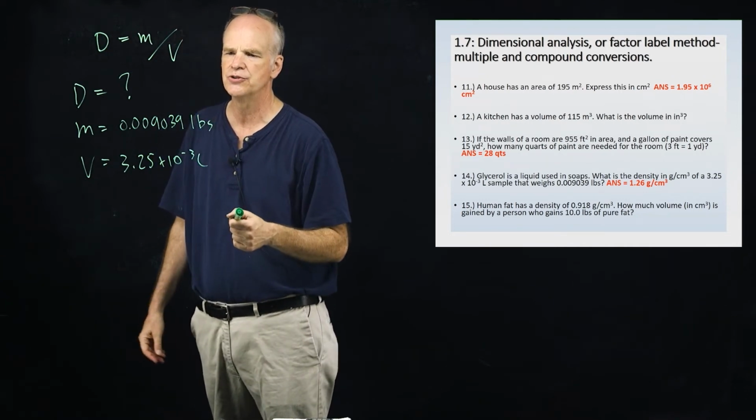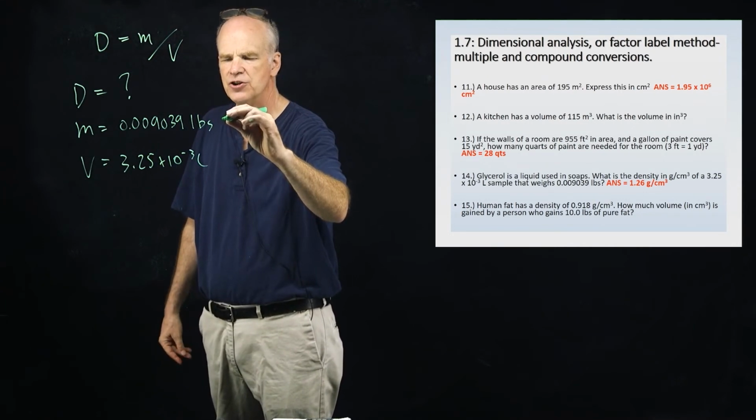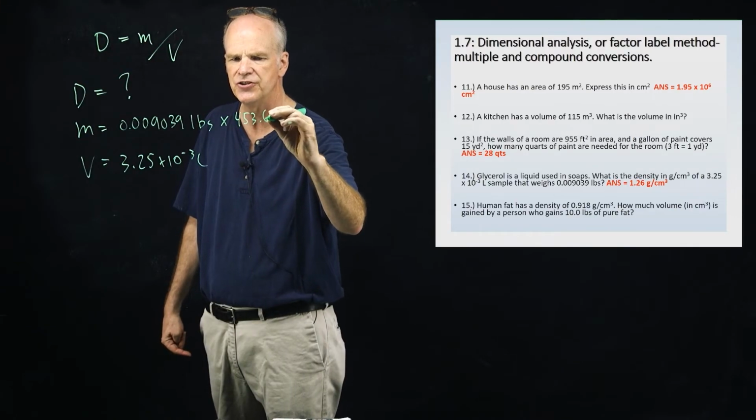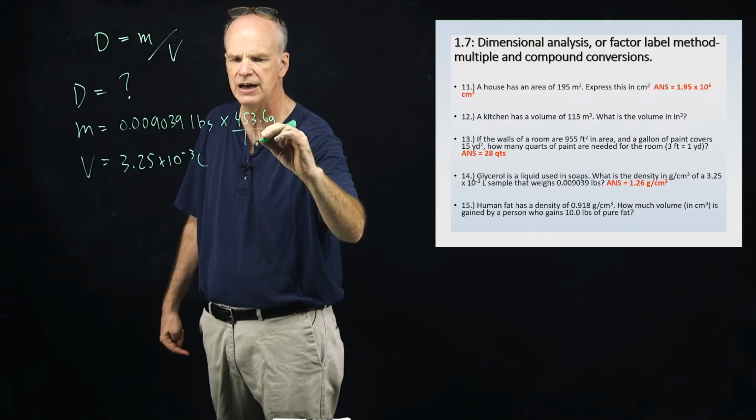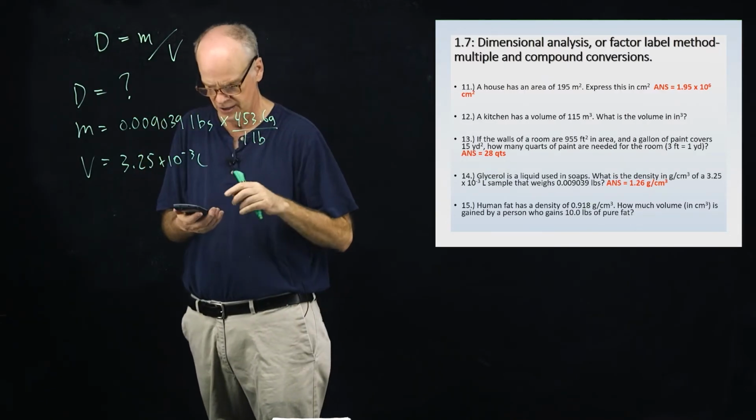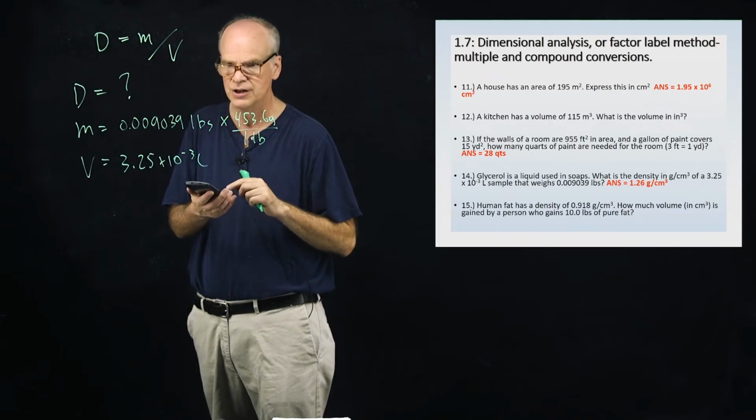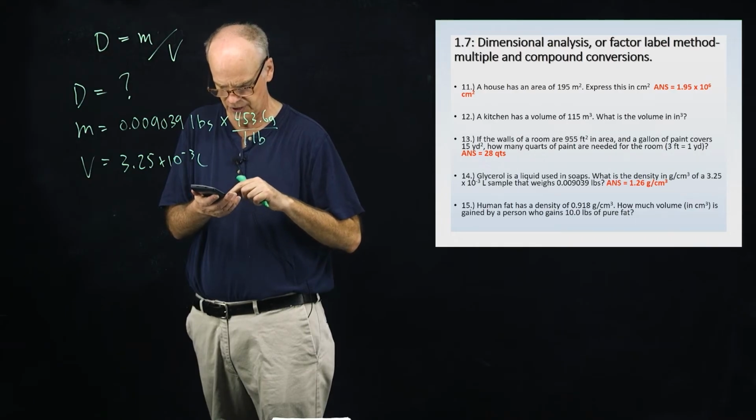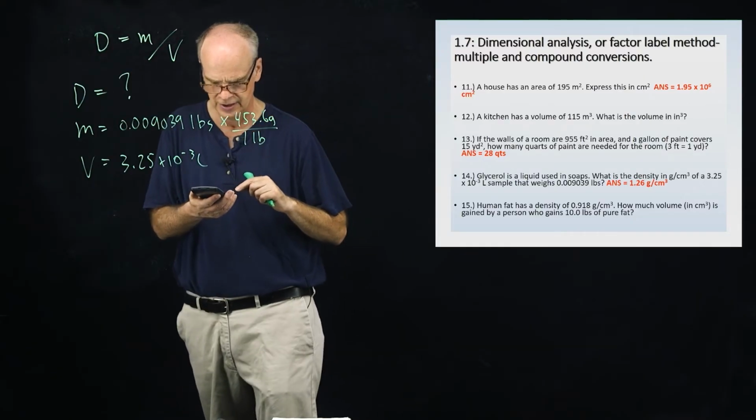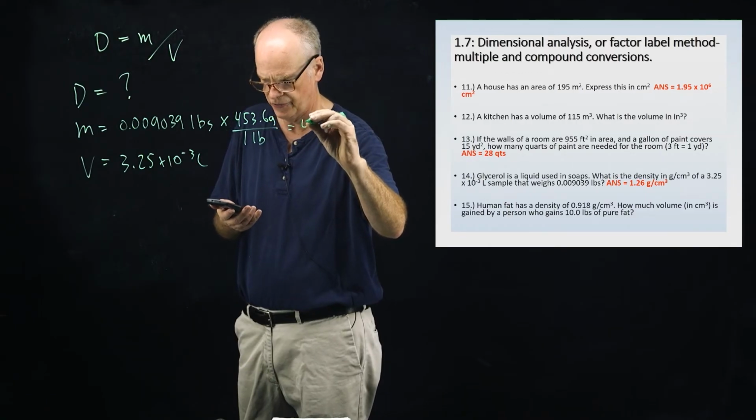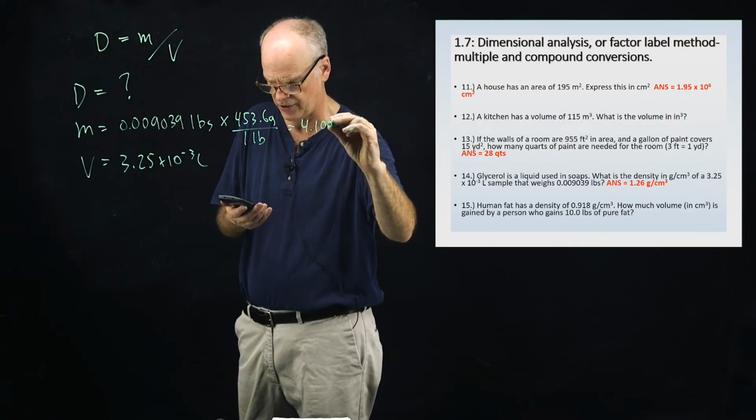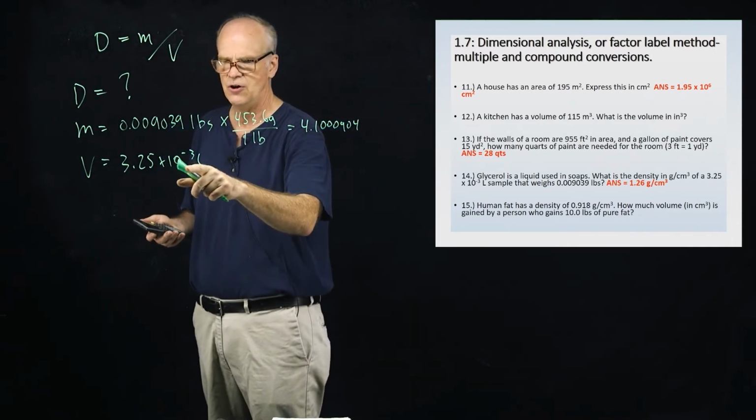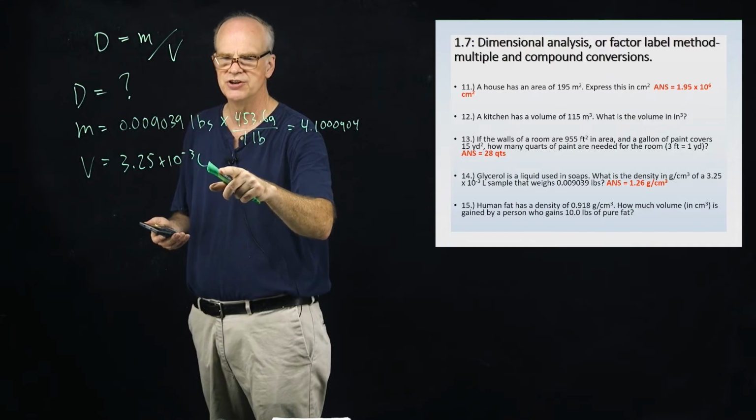So if we have 0.009039 pounds, the conversion between pounds and grams is 453.6 grams over 1 pound. So let's go ahead and do the math there. So it's 0.009039 times 453.6. And so the number we get on the calculator is 4.10000904.